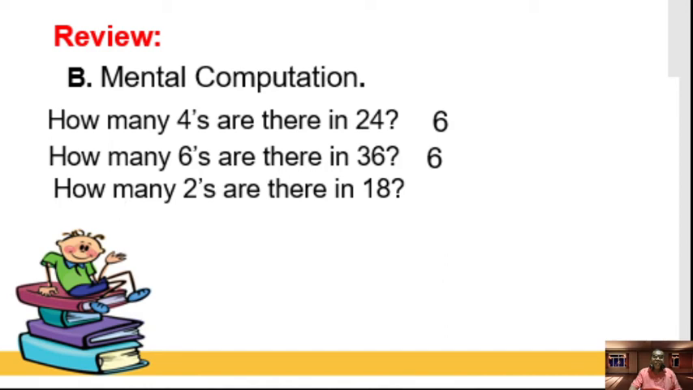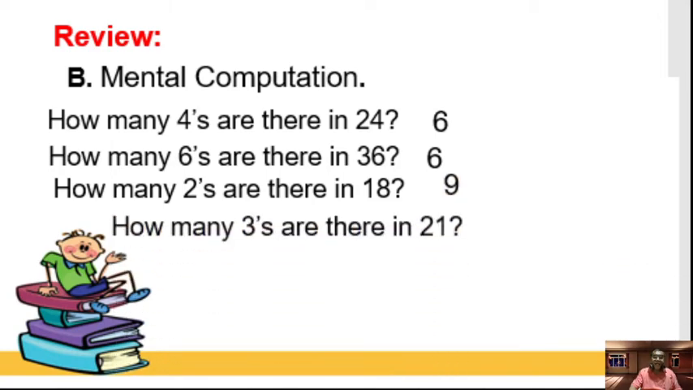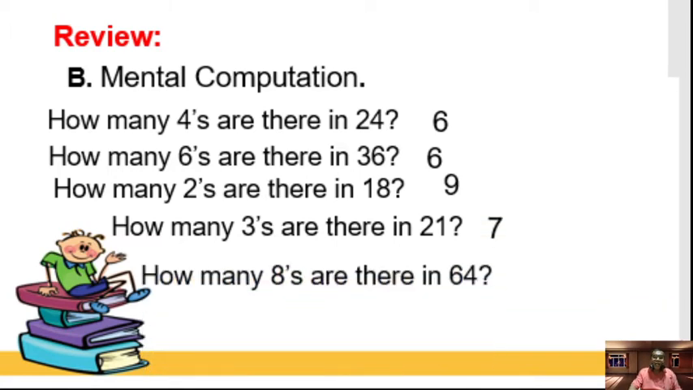How many 2s are there in 18? So 18 divided by 2 equals 9. How many 3s are there in 21? So 21 divided by 3 is 7. And the last one is how many 8s are there in 64? So that is 64 divided by 8, and the result is 8.